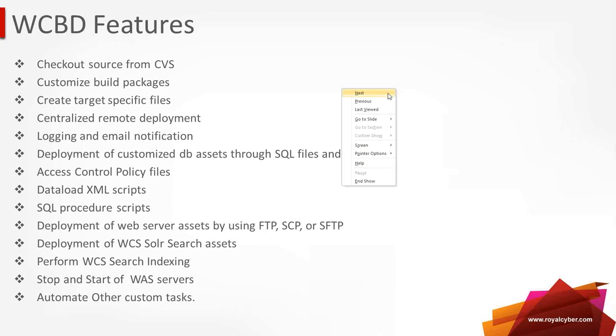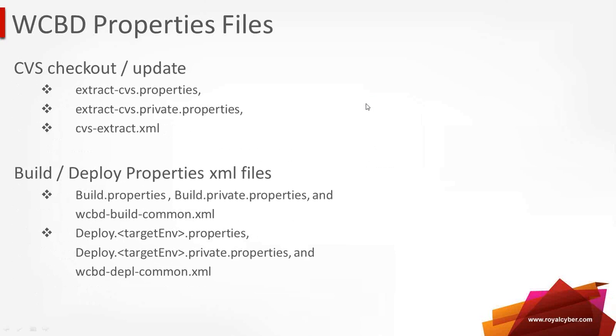So this provides a list of property files for build. As part of the WCBD, there are two main components: one is the build process, and one is the deploy process. The build process includes the CVS checkout also.